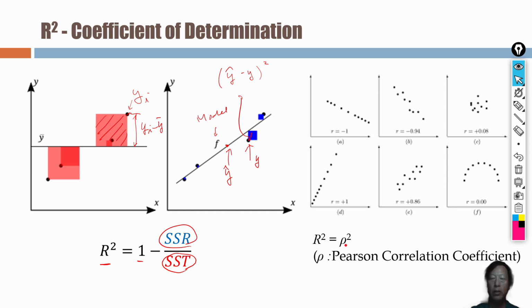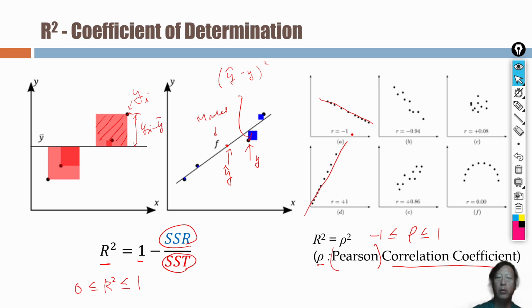R square is the same as the rho square. Rho is Pearson's, usually we don't call it that. This is just the correlation coefficient. The difference between this rho correlation coefficient and R square is that R square can only have a value from 0 to 1 because it's a square. Rho can have a value from minus 1 to 1. Minus 1 means a perfectly negative correlation, and plus 1 is a perfectly positive correlation.